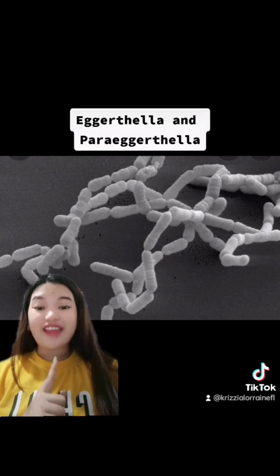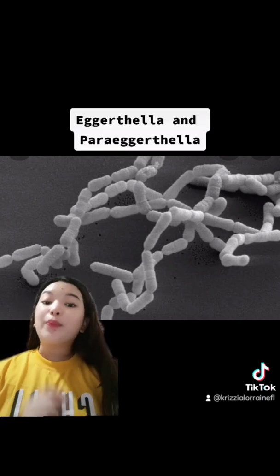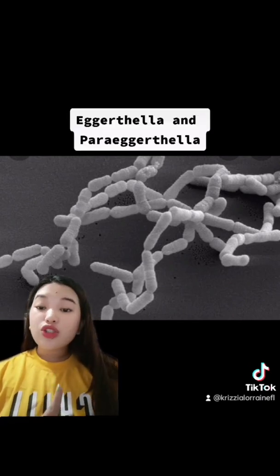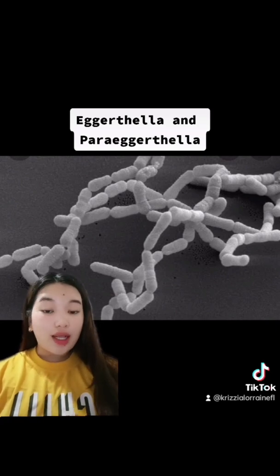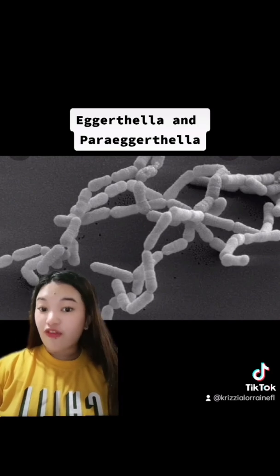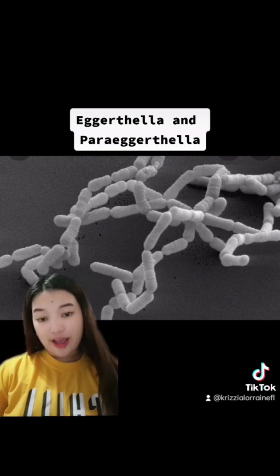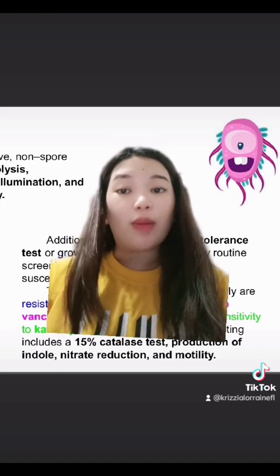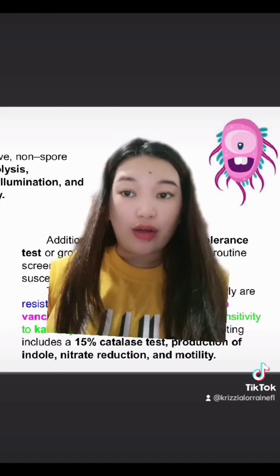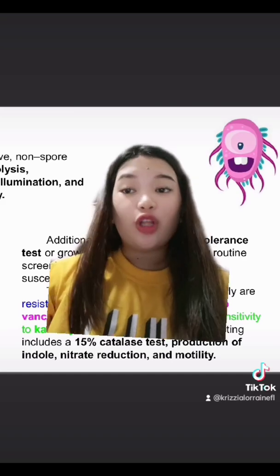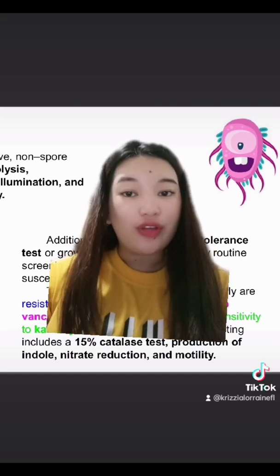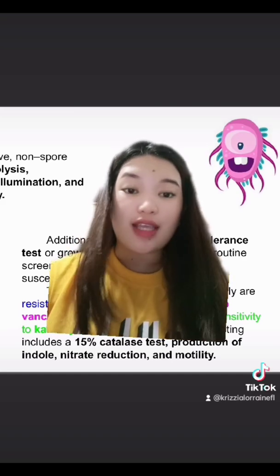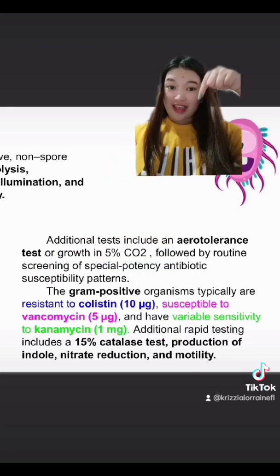These are Eggerthella. Eggerthella and Paraeggerthella are associated with intra-abdominal and peri-abdominal infections, as well as bloodstream infections, which have a high mortality. In laboratory diagnosis, differentiation of gram-positive non-spore-forming anaerobes is based on hemolysis, fluorescence under long-wave UV illumination, and colony and gram-stain morphology, including this.